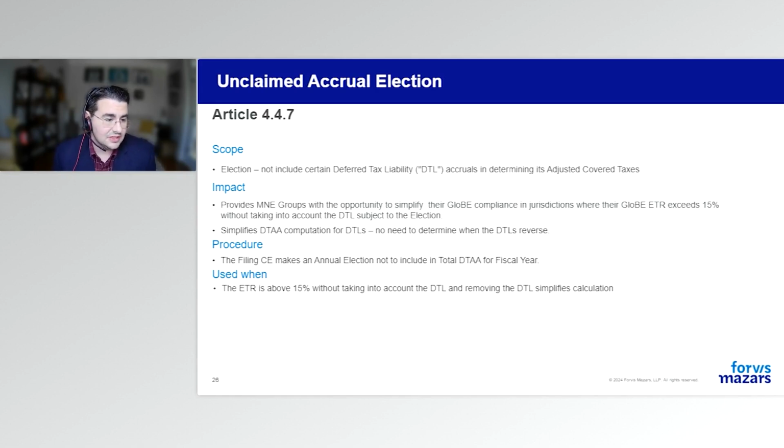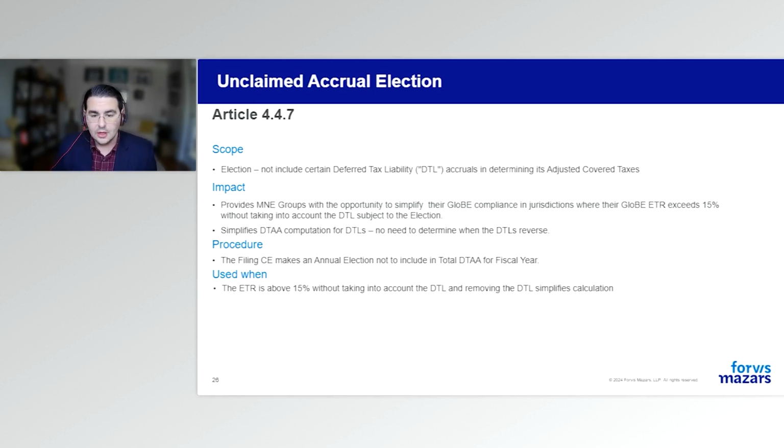The procedure for this is you make it on an annual election, and it wouldn't be included in the DTAA or in one of those additions to or subtractions to covered taxes. So when do you use this? You use this when the ETR is clearly above the 15%, and removing it makes life easier for you from a data standpoint for Pillar 2 computational purposes.